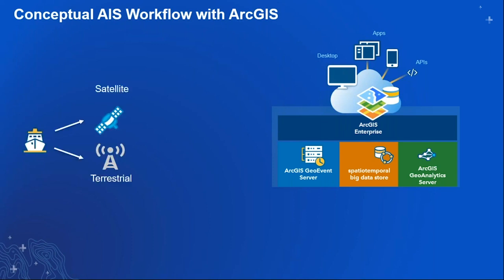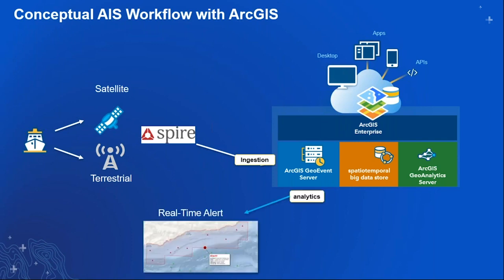So for instance, say there's a ship out there that transmits location to a satellite. The information goes to Spire, and then we ingest Spire's API using ArcGIS GeoEvent Server. And we want to run some real-time analytics. So for instance, hey, here's a vessel moving into a restricted area, and it's getting an alert saying, hey, you're not supposed to be here.